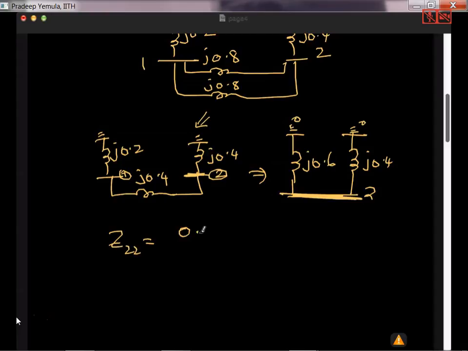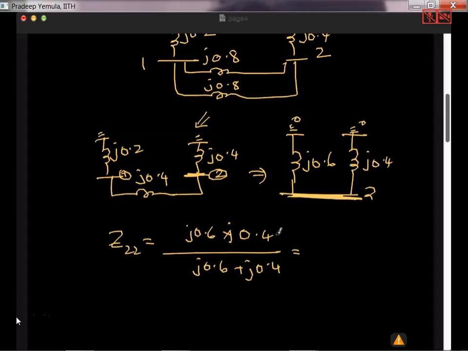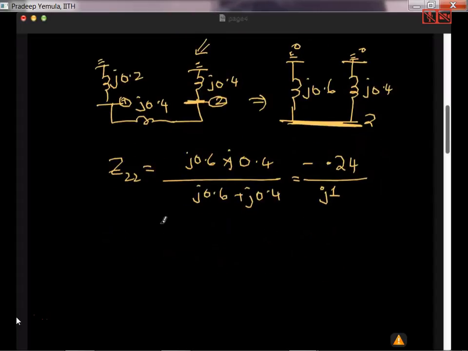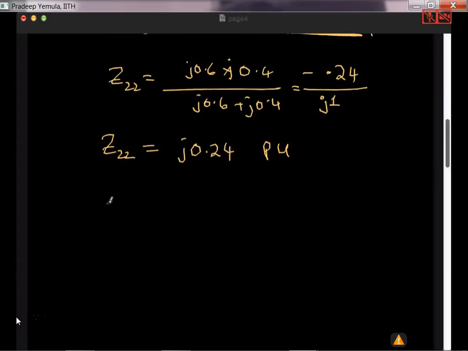Z22 is J into 0.6 into 0.4 divided by 0.6 plus 0.4. So 6 into 4 is 24, 0.24. J into J will become minus, and then at the denominator I'll get 6 plus 4 is 1, so J1. So finally J will go up and it will become J0.24 per unit. So this is Z22.